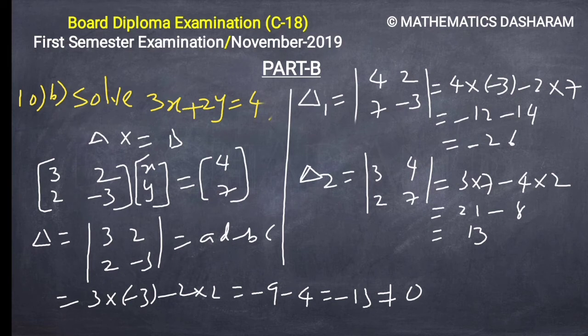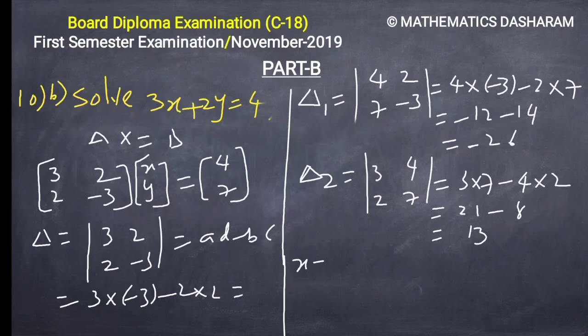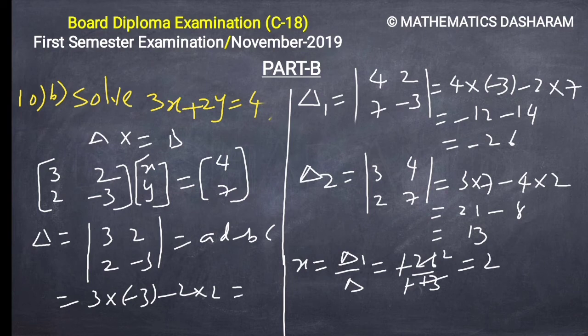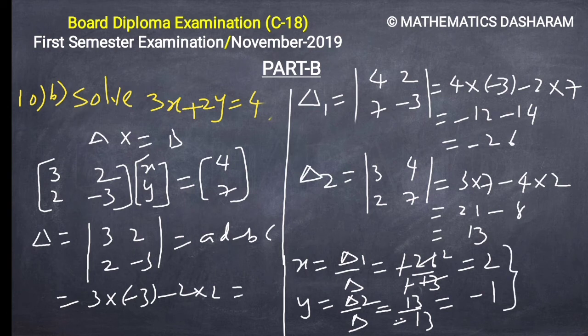So now let's find the solution. In Cramer's rule, the formula for the solution x is delta 1 divided by delta. Delta 1 is minus 26 and delta is minus 13. Minus minus cancel. 13 ones are 13, 13 twos are 26, so the x value is 2. Next, the y value is delta 2 divided by delta. Delta 2 is 13, divided by minus 13, so it is equal to minus 1. So our required answer is 2 and minus 1.